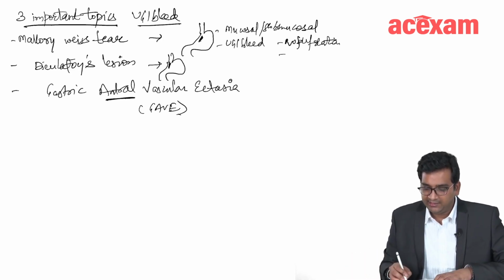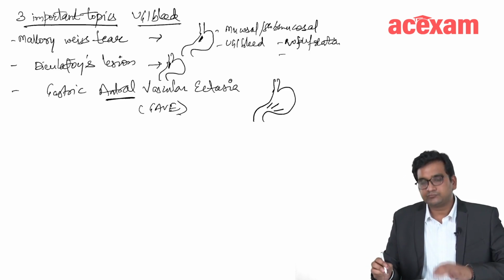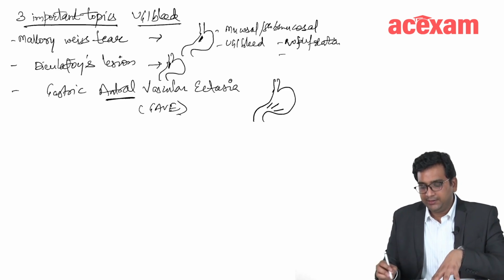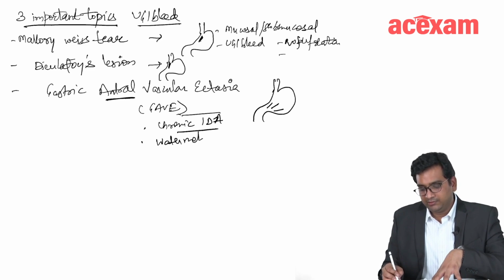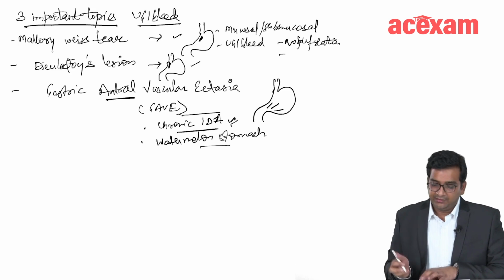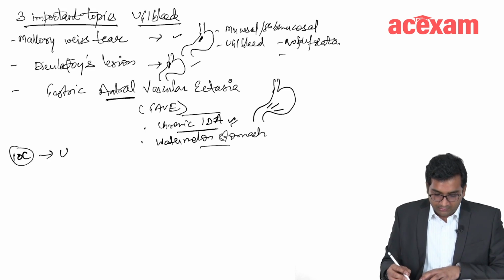And in gastric antral vascular ectasia, as the name suggests, there is a disorder at the level of antrum where vascular ectasias are noted, which are watermelon type, and they are associated with chronic iron deficiency anemia and watermelon stomach. So in these three topics, these two are associated with bleed and this one is associated with chronic iron deficiency anemia. Generally the investigation of choice for all three of them is upper GI endoscopy.